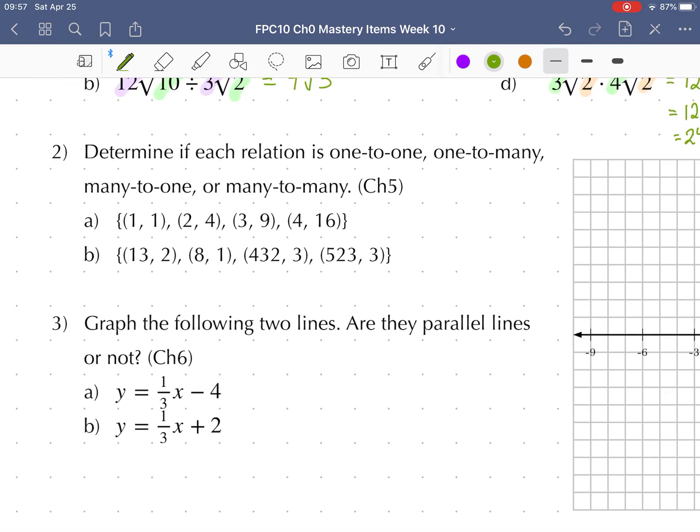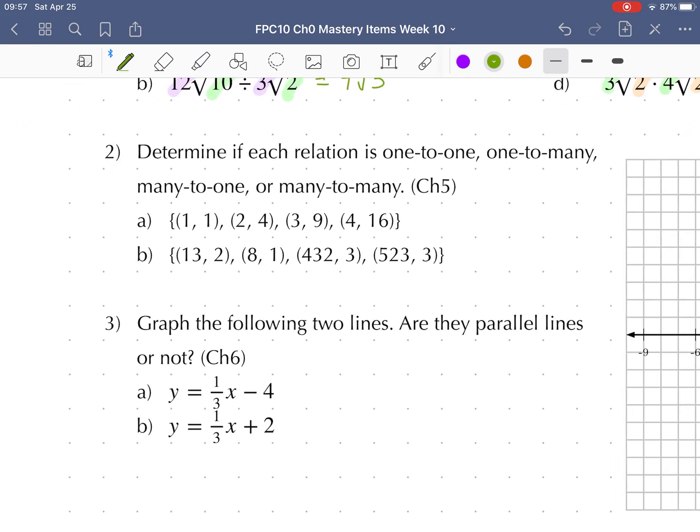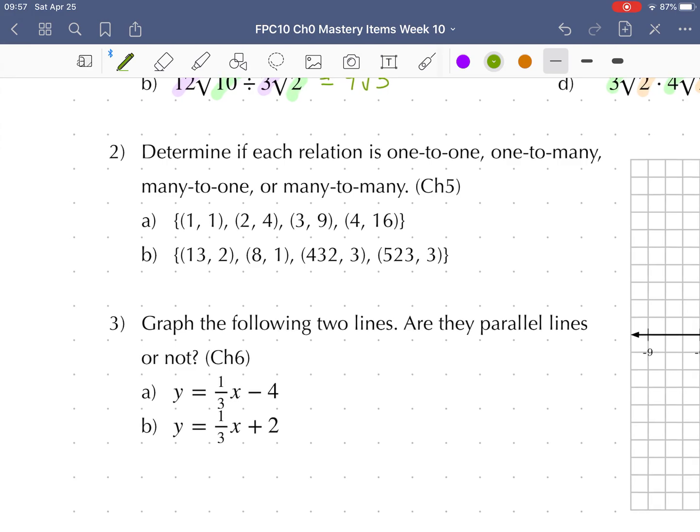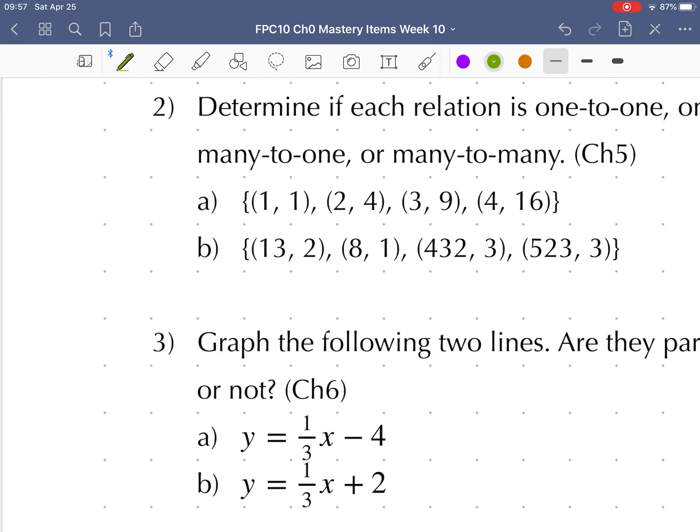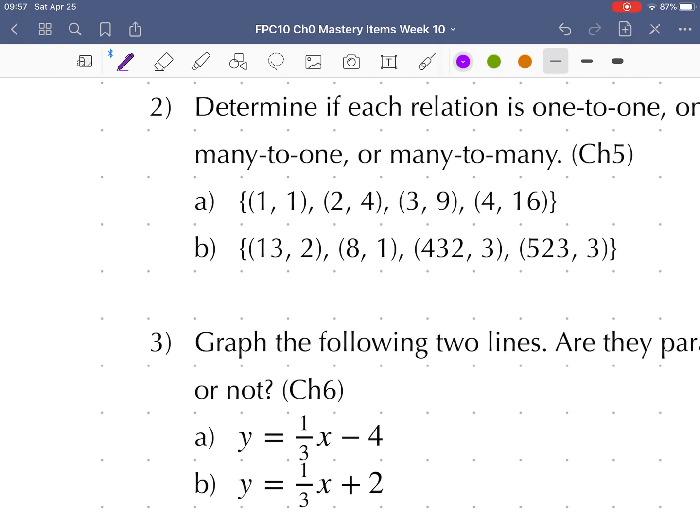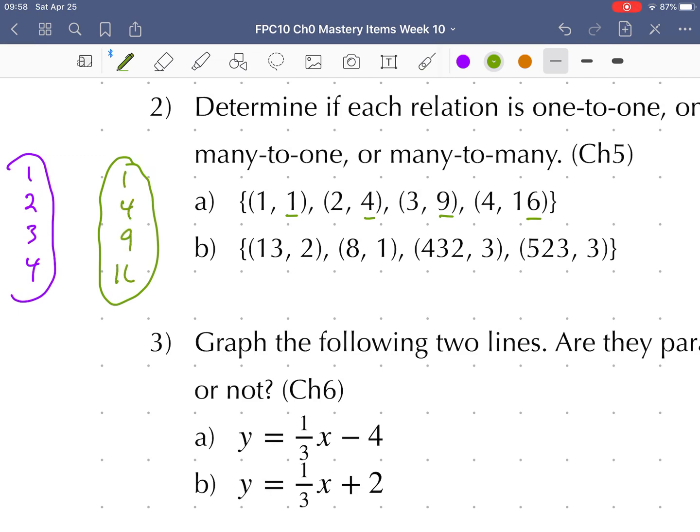All right, let's take a look at number 2. Determine if each relation is 1 to 1, 1 to many, many to 1, or many to many. Okay, so let's look at the first one. I'm going to write all my domain values over here in an arrow diagram. 1, 2, 3, 4. Then I'm going to write all my range values, which is my second terms, in a second set. 1, 4, 9, 16.